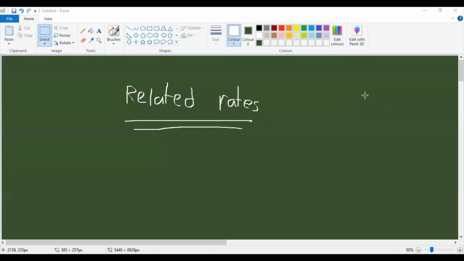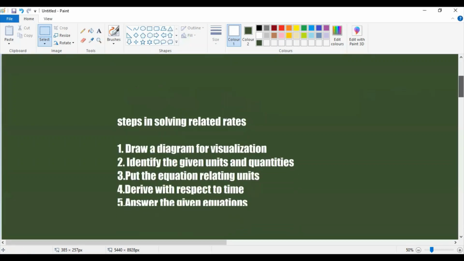When you're curious about a ladder going down when it is leaning on the wall, we solve for that one, which means we solve for how fast it is, and we need to find the rate of change behind that movement. So we have steps here in solving related rates.